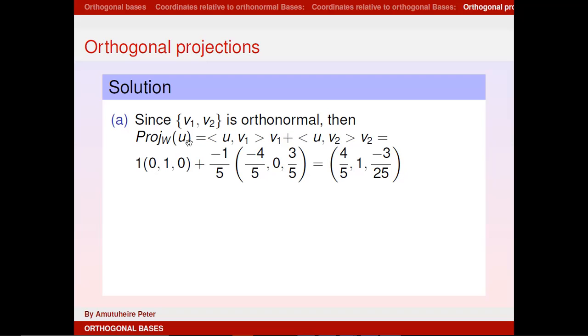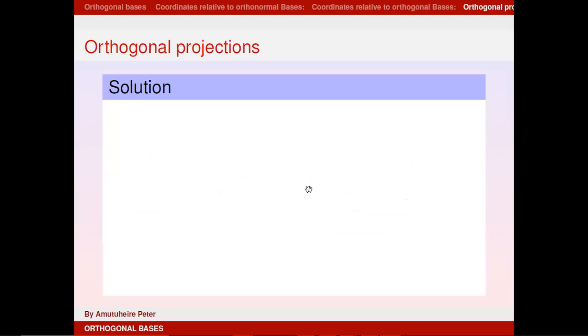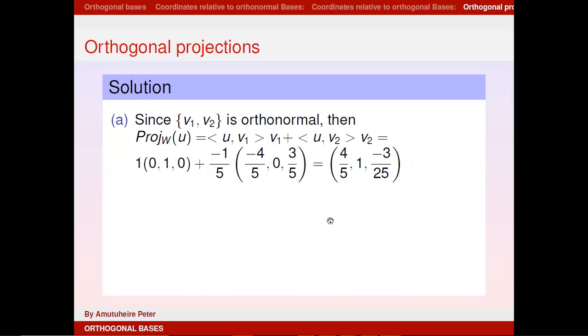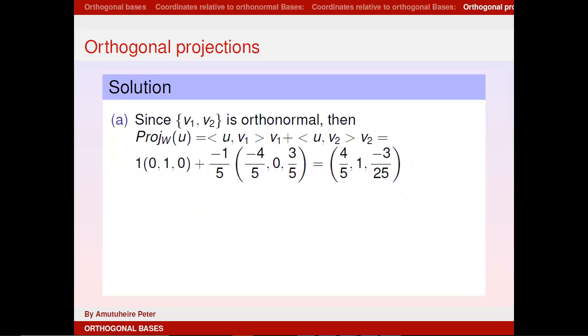So we get this. So it means this vector here is the projection of U onto W. We can come back here and see that the inner product of U and V1 is 0 plus 1 plus 0. The inner product of U and V2 is minus 4/5 plus 0 plus 3/5. So that one gives us negative 1/5. So we get this, which is the orthogonal projection of U onto W, given by this vector.